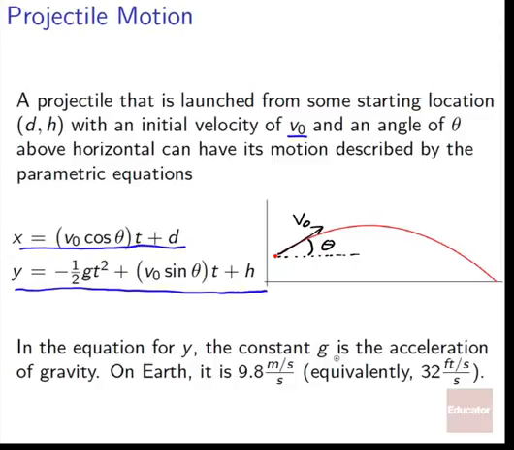In the equation for y, we're probably wondering, what is this g? Well, this g is the constant of acceleration for gravity. So on Earth, we have an acceleration of gravity of 9.8 meters per second per second. Equivalently, in the imperial system, 32 feet per second per second. So we've got this acceleration. If we went somewhere else, like say the moon or Jupiter, we'd wind up getting a different value of g, but most of the problems we ever look at are on Earth, so you'll probably see 9.8 meters per second squared an awful lot.